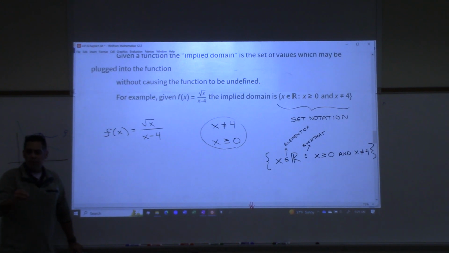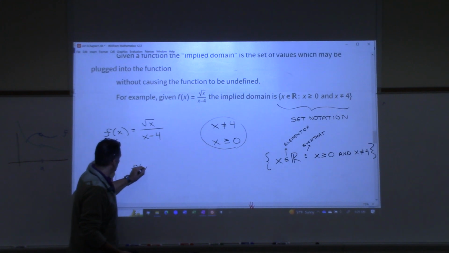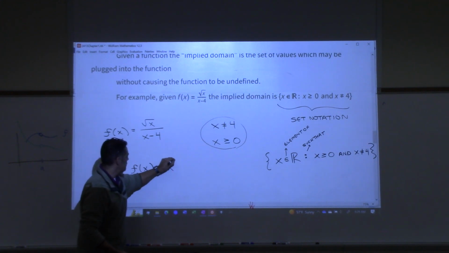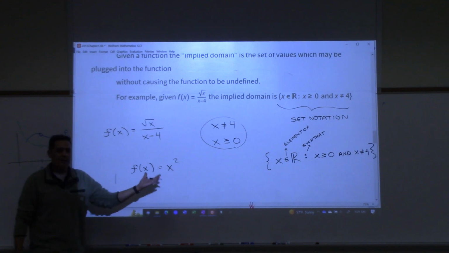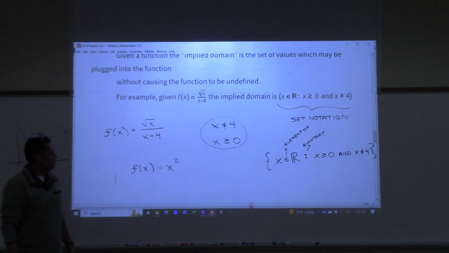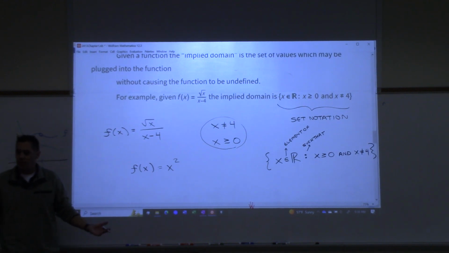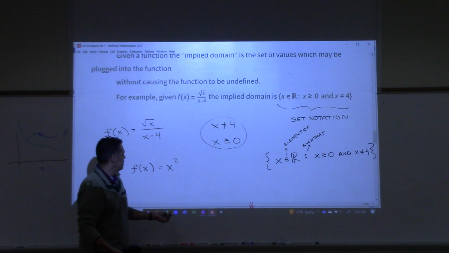Every function has an implied domain. Some functions don't have restrictions. Like, for example, how about this function? Are there any numbers you can't plug in here? All right, you can plug any number you want in there. Positive, negative, 0, everything can go in there, right? So what's the implied domain here? All real numbers, right?